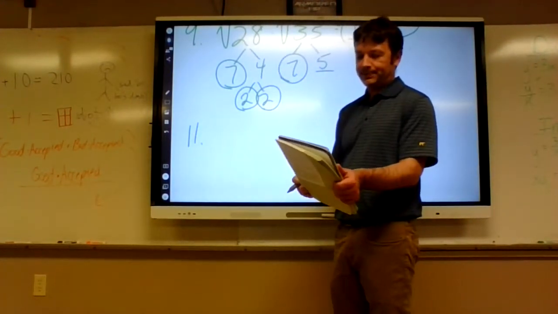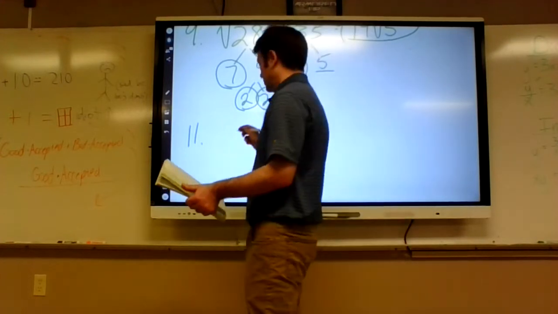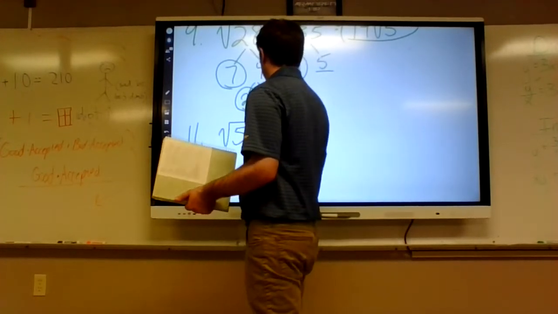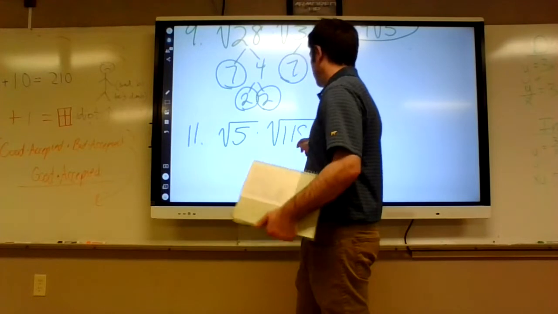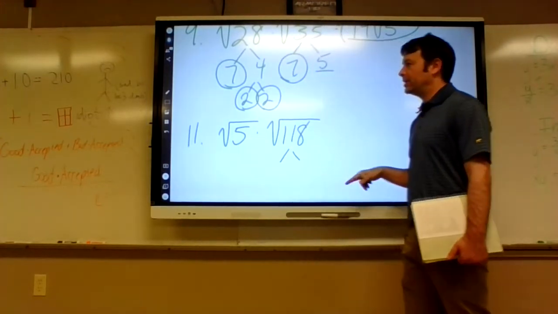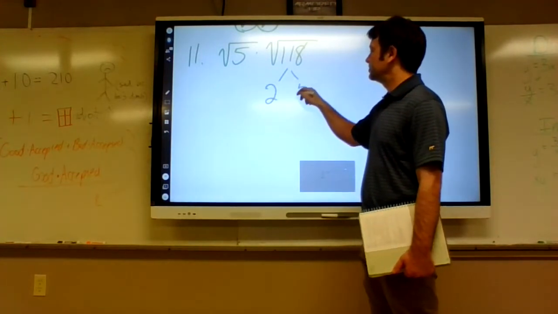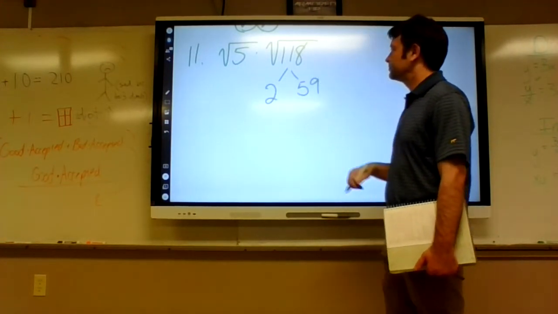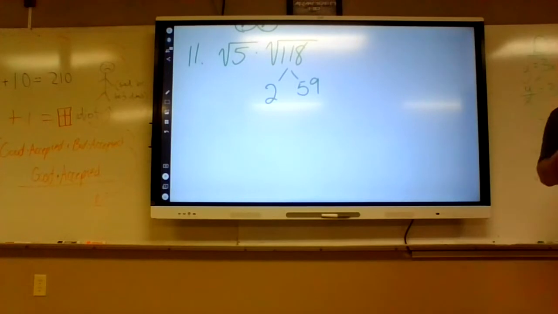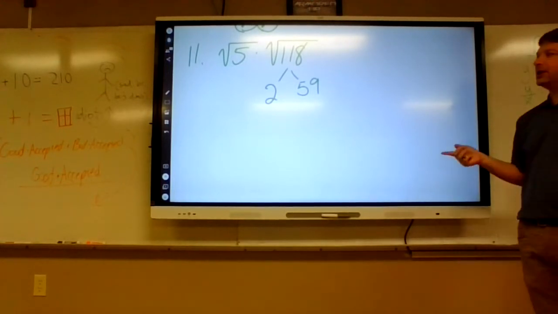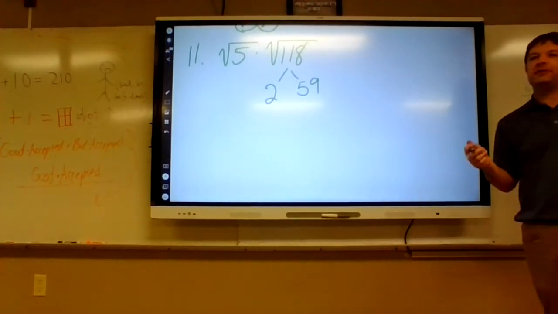Number 11. What can for sure go into 118? Two. 2 times 59. Half of 100 is 50, half of 18 is 9. So that's how I did that. What goes into 59?